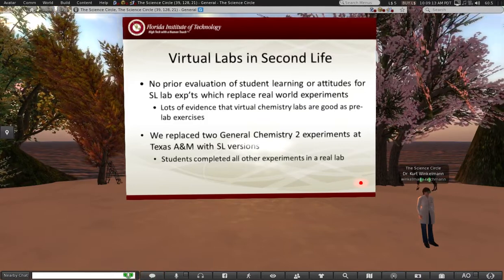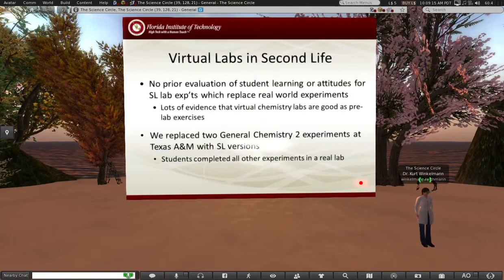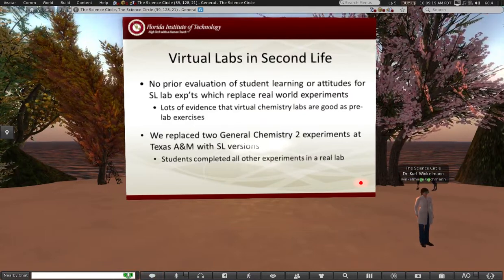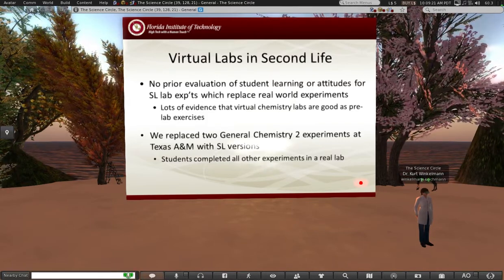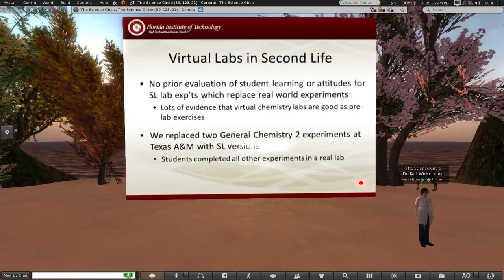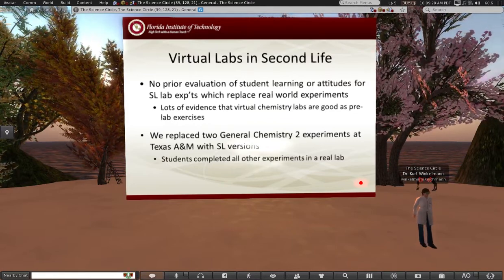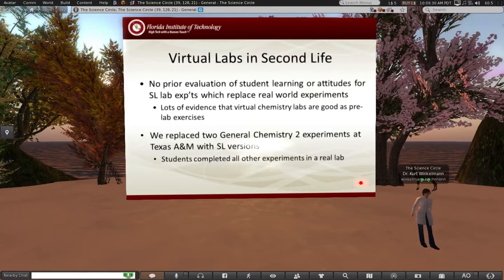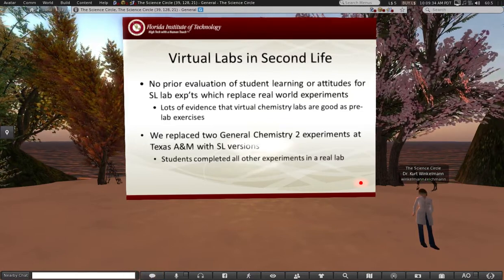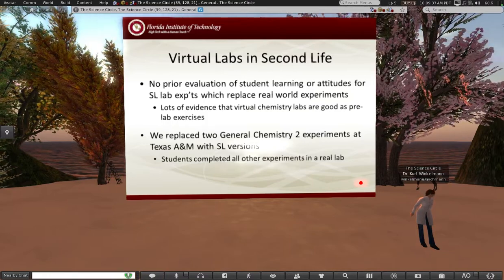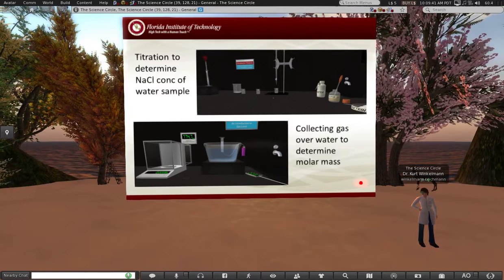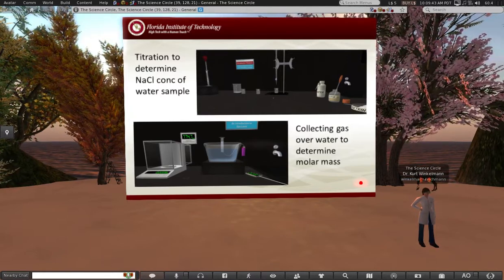So, Wendy and I got together and we replaced two General Chemistry 2 experiments at Texas A&M with Second Life versions. Now, Gen Chem 2 is a freshman class, mostly first-year students. It's obviously the second semester of an introductory chemistry sequence. Now, we did two experiments.